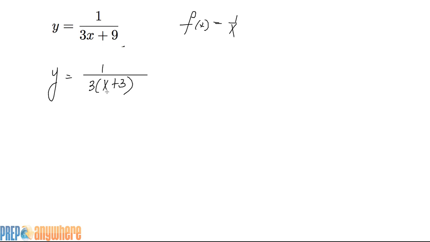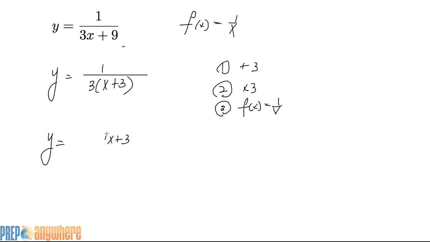Now, we have x plus 3, and then we have times by 3, and then we have the reciprocal, right? So look, we have the plus 3, second, we have the times by 3, and then third, we have the reciprocal function. We flip it upside down. So this will be written as the following: x plus 3 times by 3, and you put that into the reciprocal function.